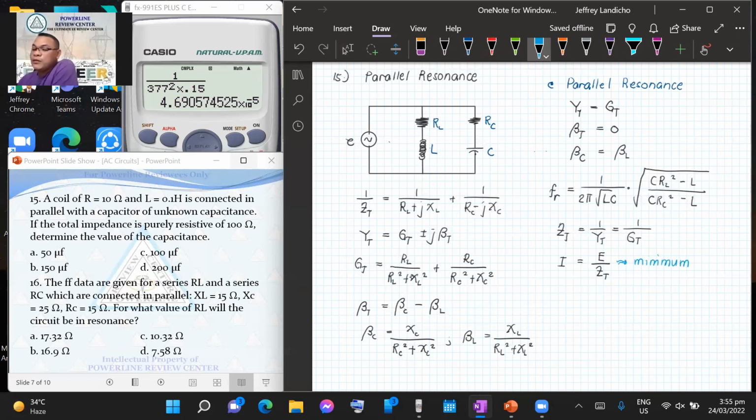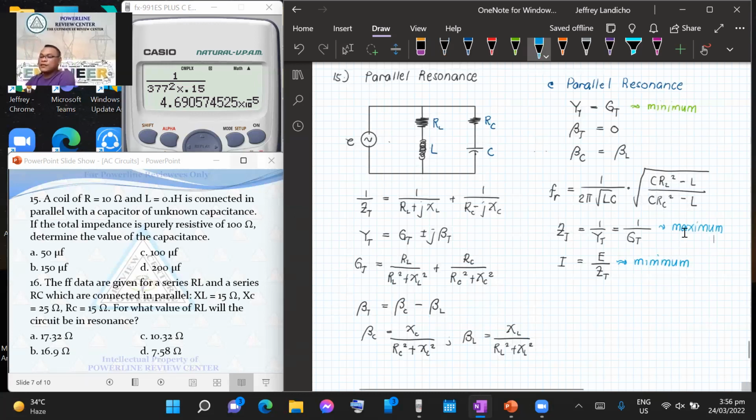Sir, bakit siya minimum? Kasi kung babalikan natin, your admittance at resonance, it is now only conductance. Nawala yung isang component. Kaya yung ating admittance is what? Minimum. So therefore, if admittance is minimum and the reciprocal of admittance is the impedance, ano reciprocal ng minimum? So it should be what? Maximum. So yun ang pinagkaiba ng dalawa.